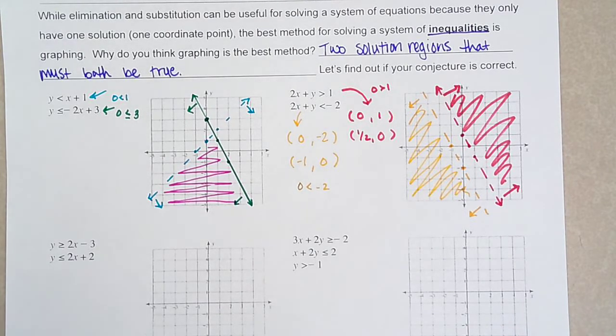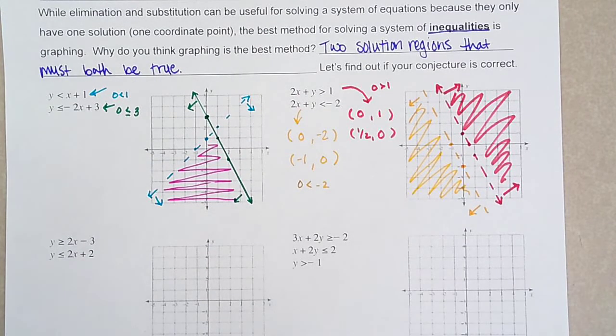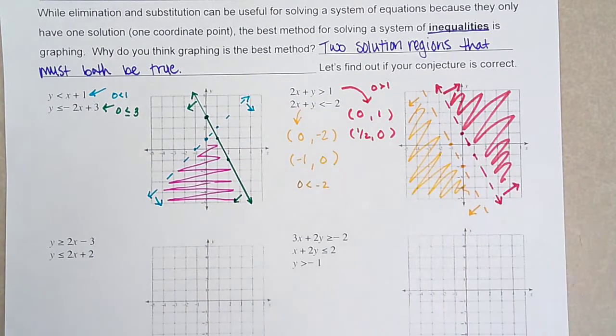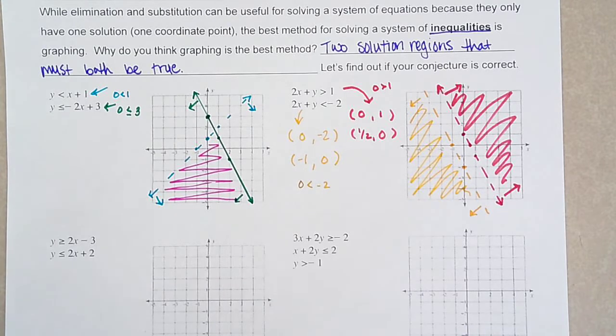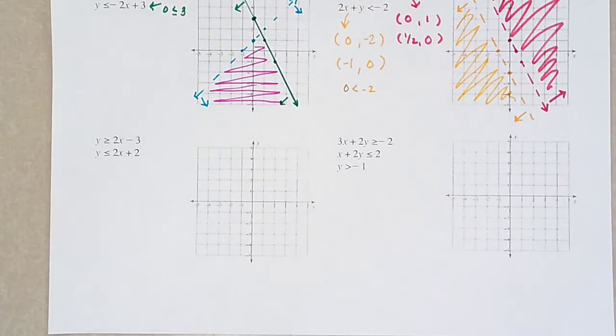But then you ask, Miss Bury, but then your conjecture doesn't make sense. Two solution regions must both be true. How are they both true if they don't intersect? Well, those are still both perfectly good solution regions on their own. They don't have to be the same, and they don't even have to share any points because they're inequalities, not equations. All right, go ahead and try the next one on your own, and then come on back and we'll do it together.